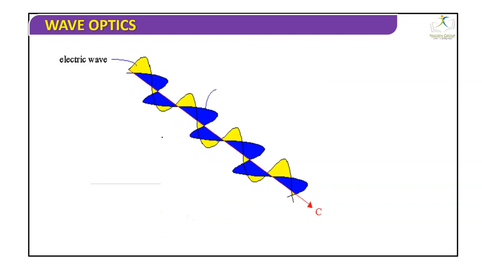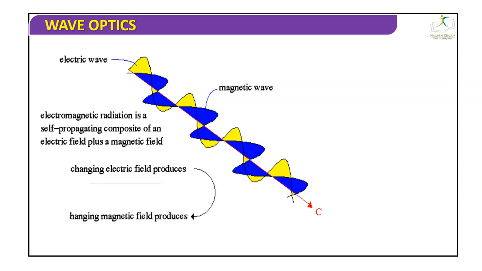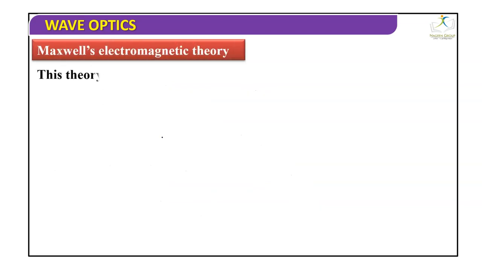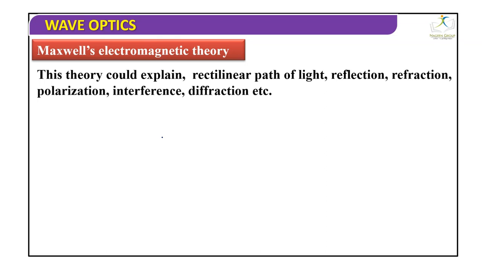So electric waves and magnetic waves are also required for that, meaning electromagnetic radiation is a self-propagating composite of an electric field plus a magnetic field. A changing electric field produces a magnetic field, or we can say a changing magnetic field produces a changing electric field. So they are self-propagating. There is no need of any medium. This theory could explain the rectilinear path of light, reflection, refraction, polarization, interference, diffraction.